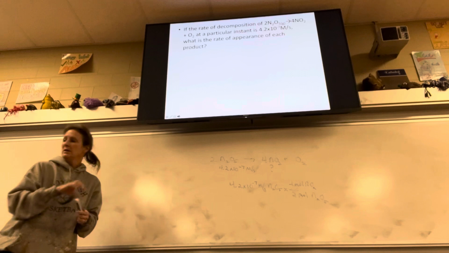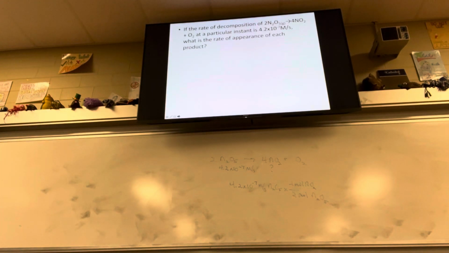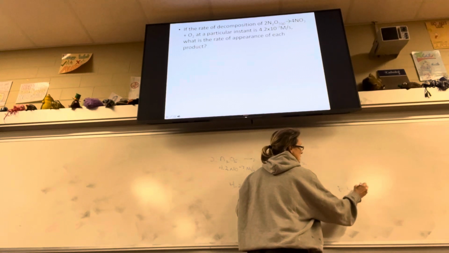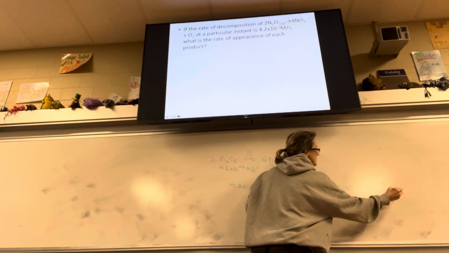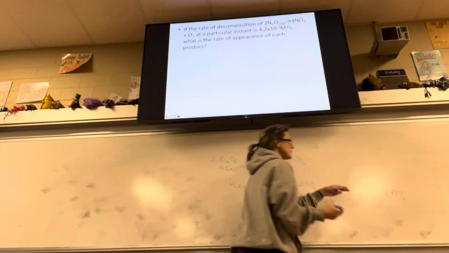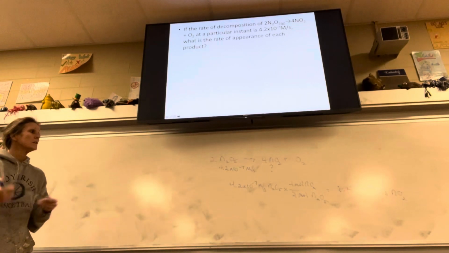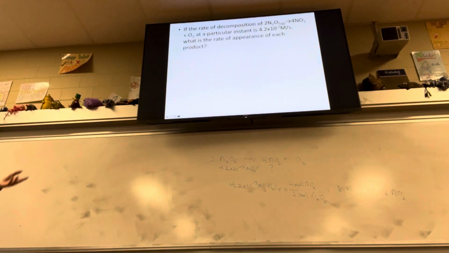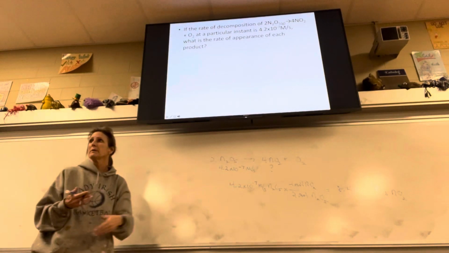And so what do we get? We get 8.4 times 10 to the negative 7th molarity per second of the NO2. So that's the rate that the NO2 will appear. It's double because this is 4 over 2. And if we were to look at the oxygen, it would be half that, because it would be 1 over 2. So it would be half of this amount.